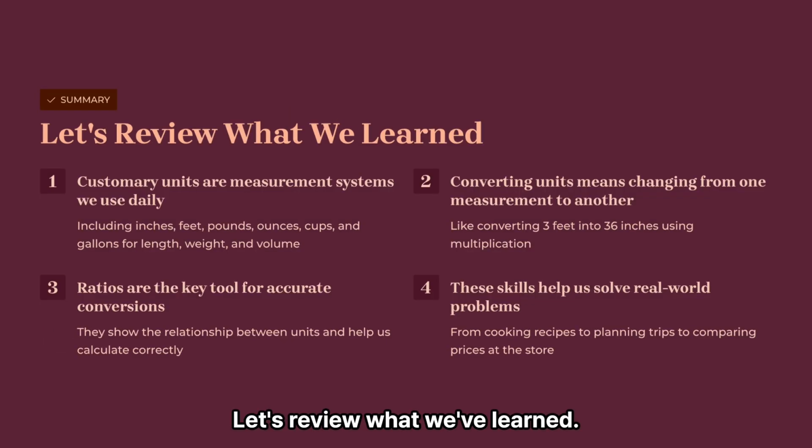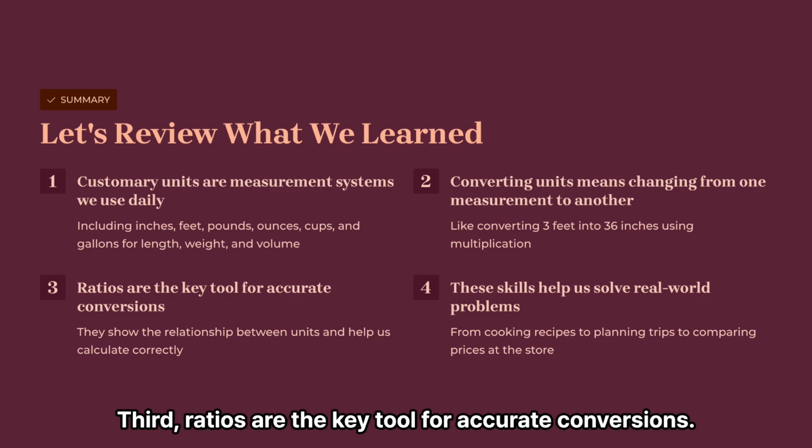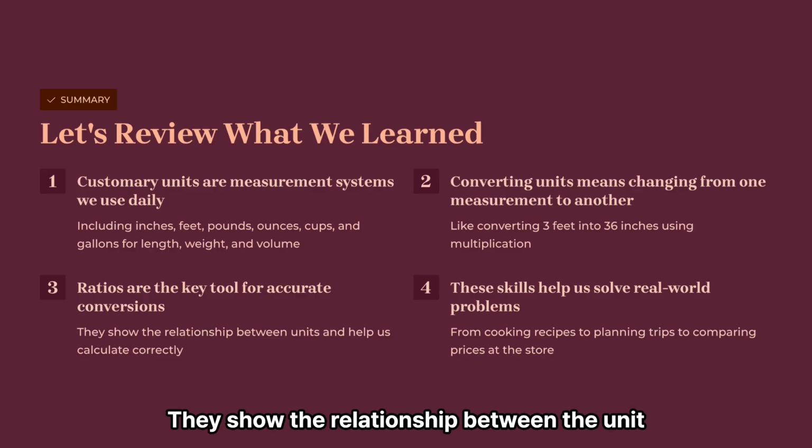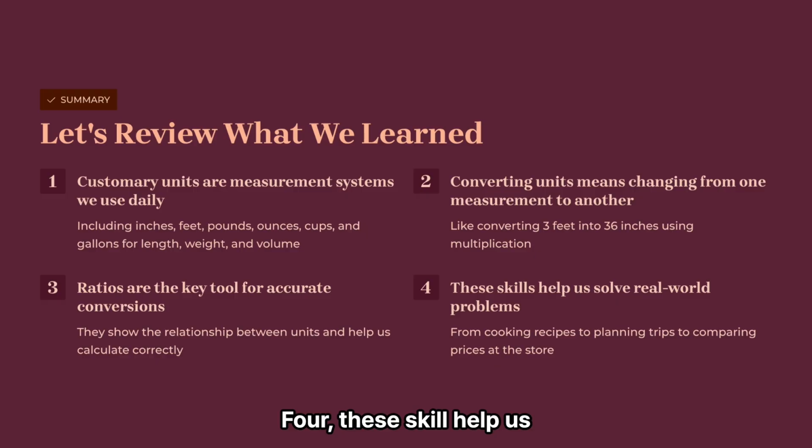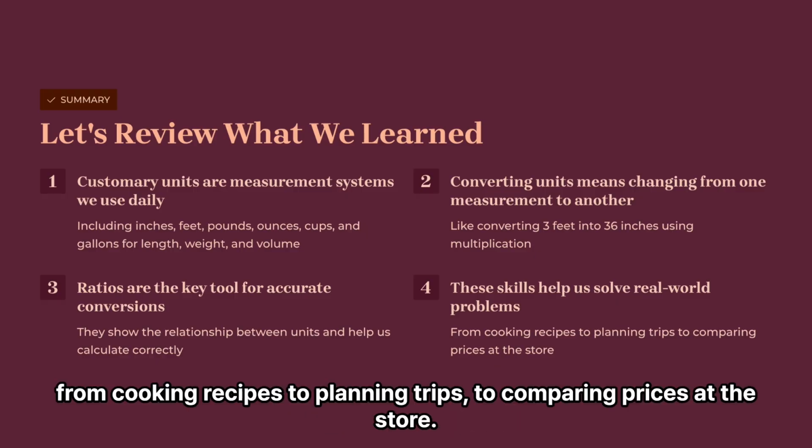Let's review what we've learned. First one, customary units, including inches, feet, pounds, ounces, cups, and gallons for length, weight, and volume. 2. Converting units means changing from one measurement to another, like converting 3 feet into 36 inches using multiplication. Third, ratios are the key tool for accurate conversions. They show the relationship between the units and help us calculate correctly. 4. These skills help us solve real-world problems, from cooking recipes to planning trips to comparing prices at the store.